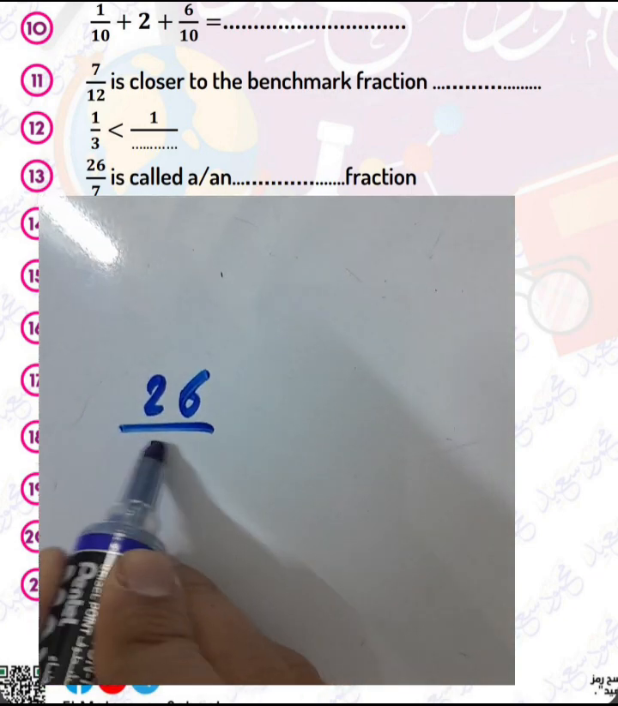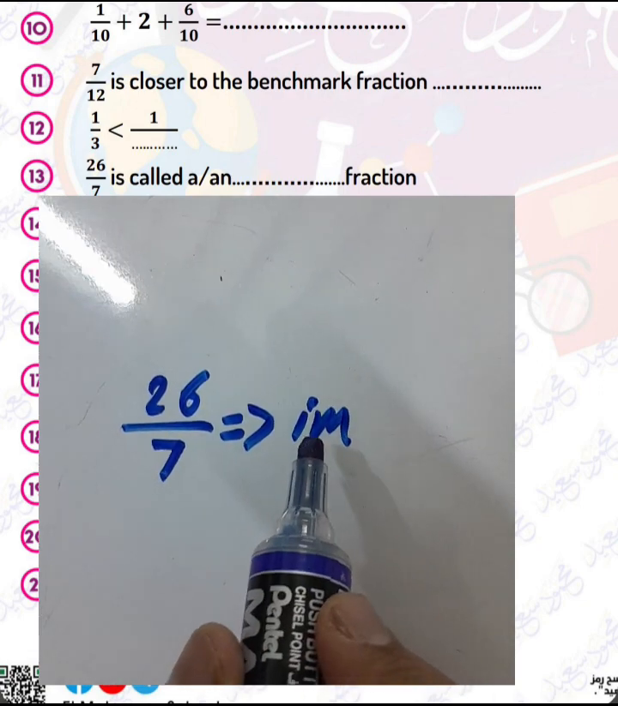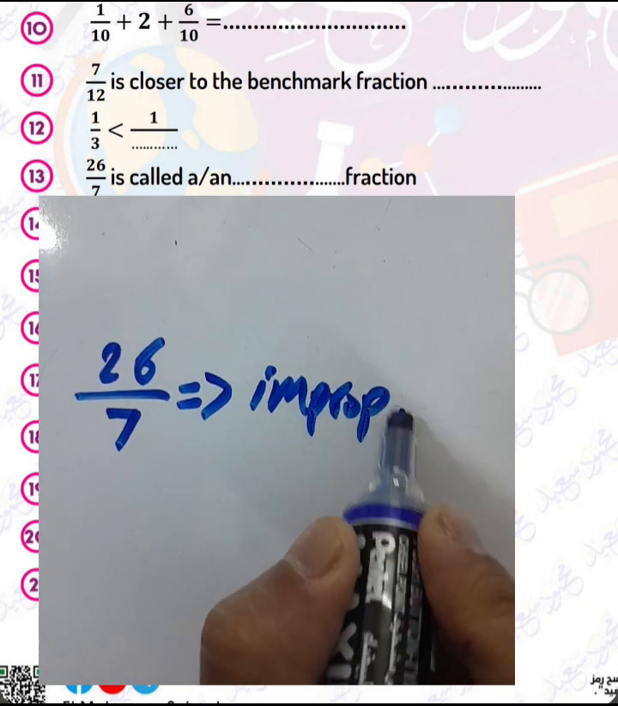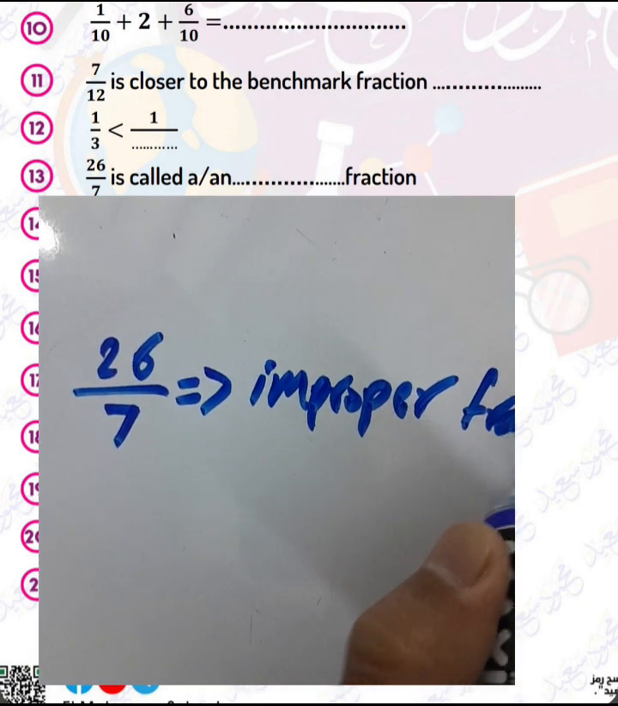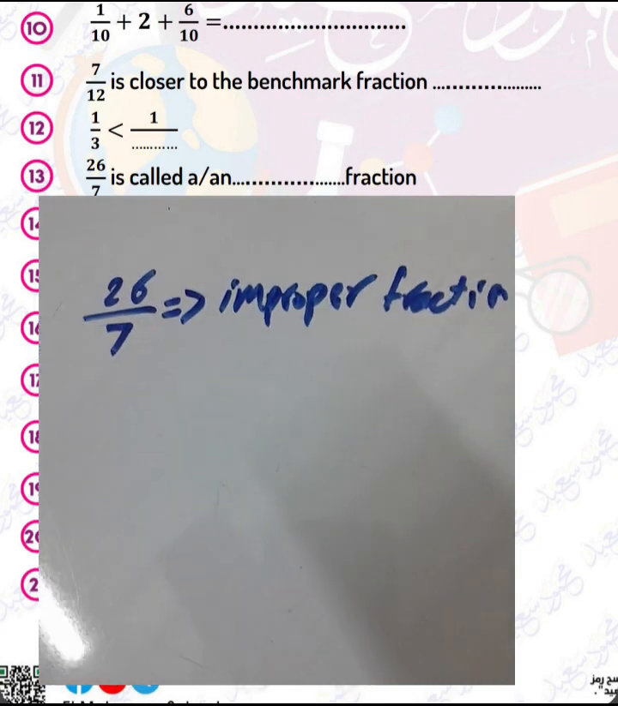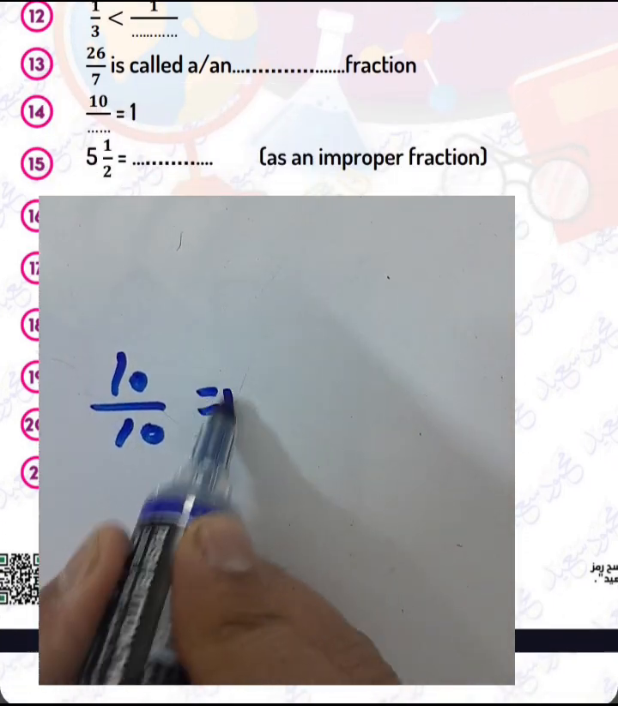26 over 7 is called what? We call it an improper fraction. It is an improper fraction. Next example, 10 over 10 will be 1, because 10 divided by 10 is 1.